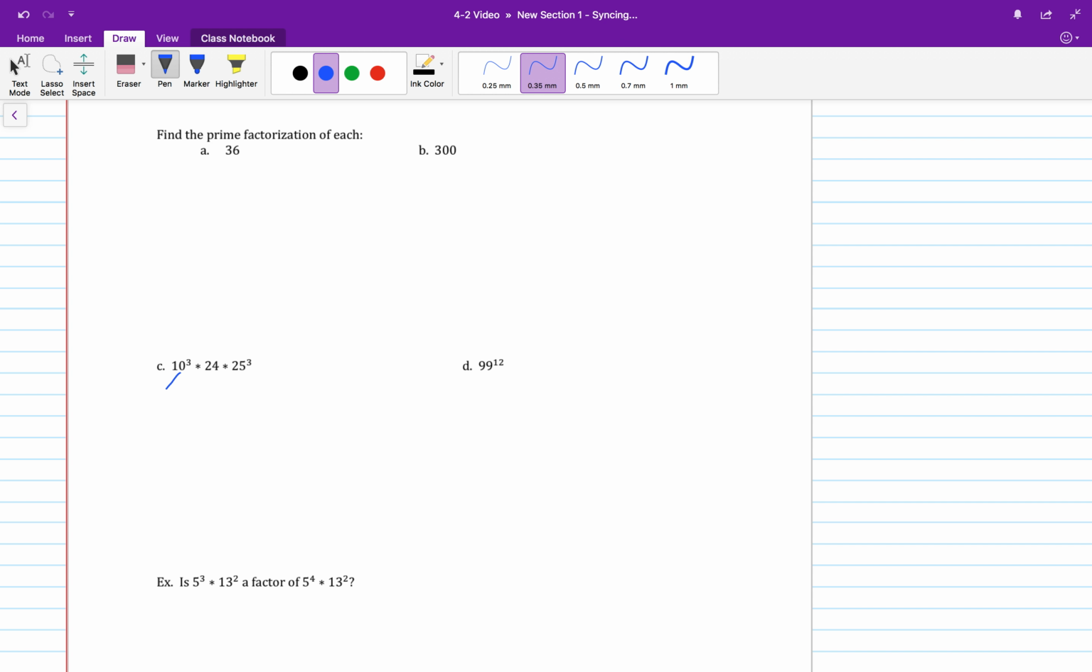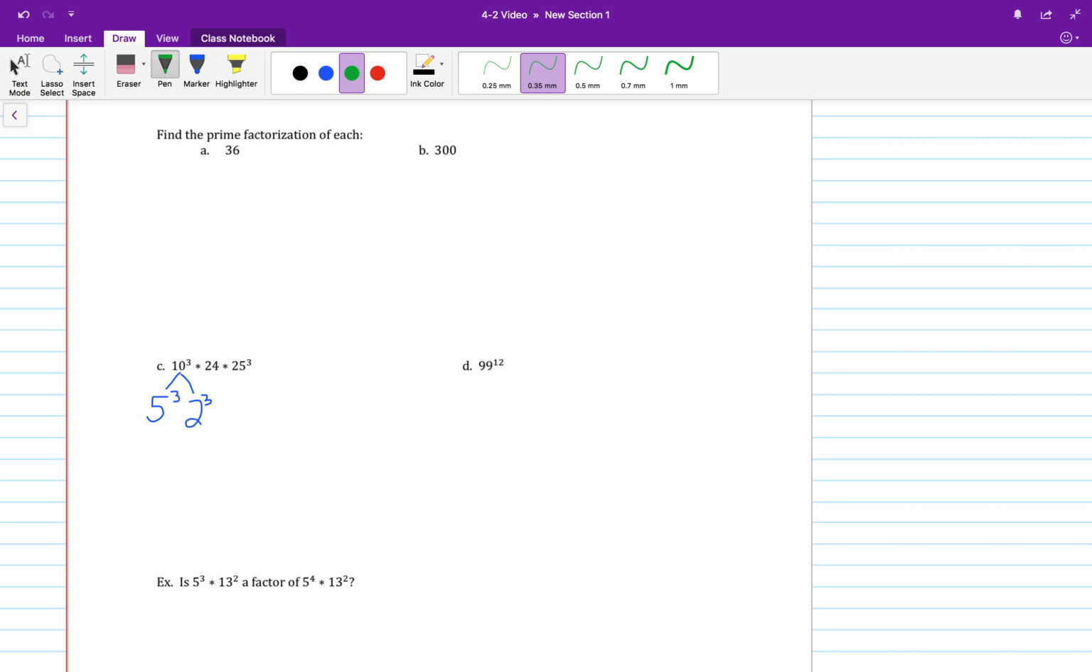So first I'm going to do a factor of 10. So I'm going to do 5 and 2. Each one of these is going to get a cube. The cube comes along for a ride. So 10 cubed becomes 5 cubed and 2 cubed.